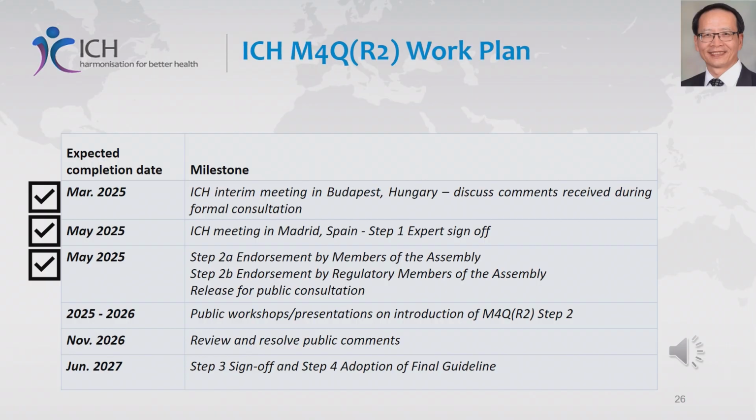And where are we? As you can see, in May of 2025, a couple of months ago, we eventually reached Step 2, where the expert working group signed off, and the members of the Assembly, the regulatory members, signed off. Now the guidance is out for public consultation. This guidance is already available at the ICH website. We are planning communication with the public this year and next year. Of course, when all the results come back, we will review and resolve public comments in 2026. We are targeting sign-off in June 2027, and following that is implementation.